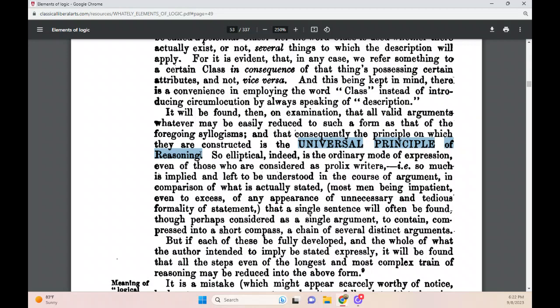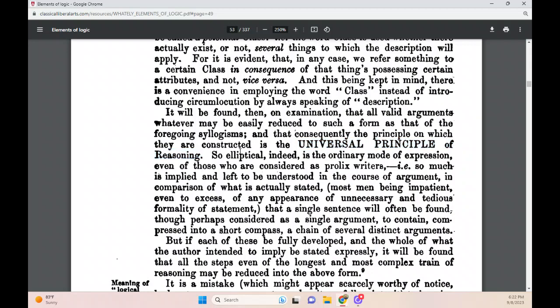The universal principle of reasoning. So imagine this as the key that unlocks every argument. These two examples, these two forms of valid arguments that we've learned, are the key to all reasoning. They are the universal principle of reasoning.